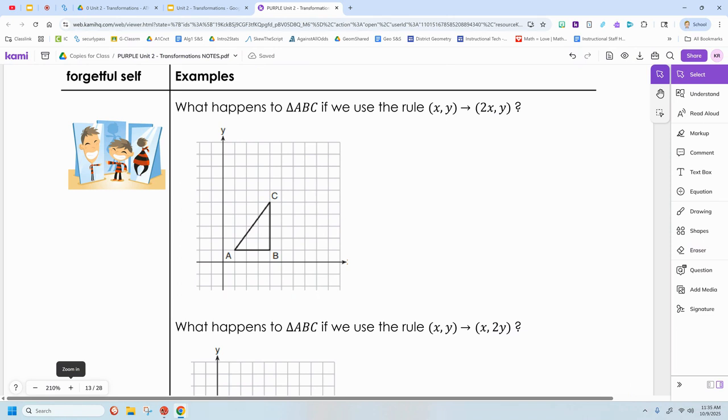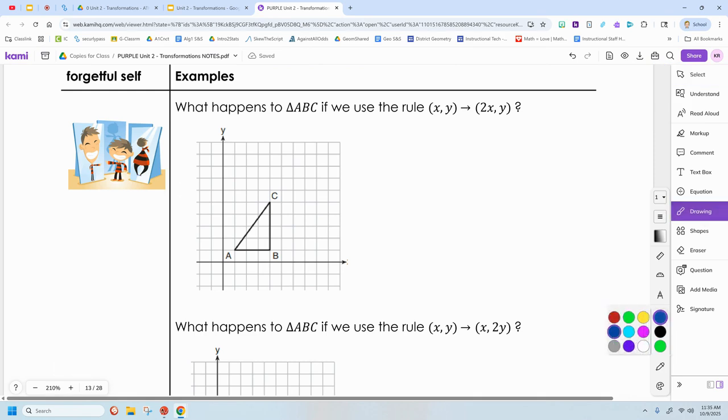We're basically just focusing on writing down the points and seeing what happens when we apply a rule. So if I take this shape ABC, we're going to just write down the 3 points, and we're going to do it sideways to make it a little bit easier. A is located at 1, 1, and B is located at 4, 1, and C is located at, looks like 4, 5.